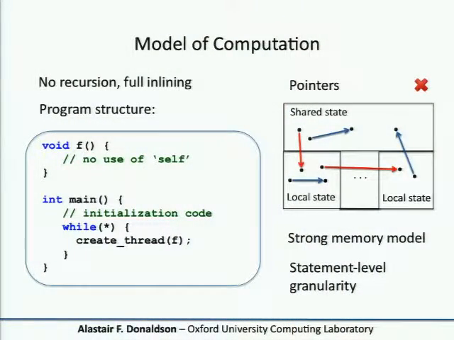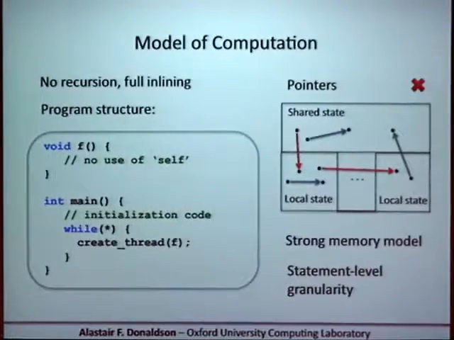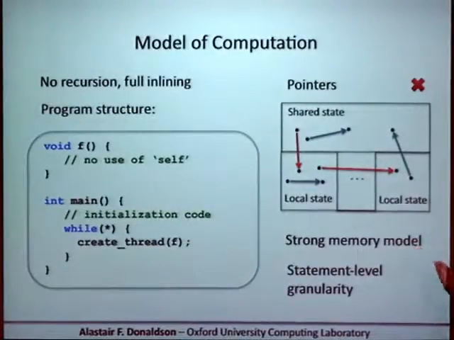And then also we're assuming a strong memory model, and we're assuming, in this work, statement-level granularity, so threads interleave at statement level, which is obviously unrealistic. You can avoid this problem by pre-processing your input essentially into three address code. This strong memory model problem we're looking forward to dealing with in future work.